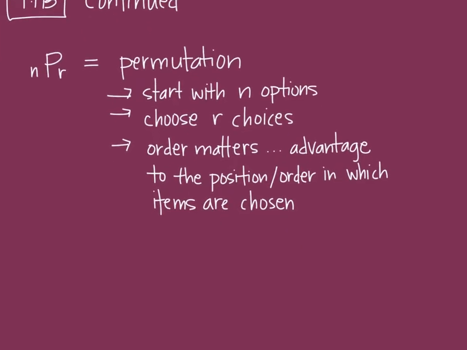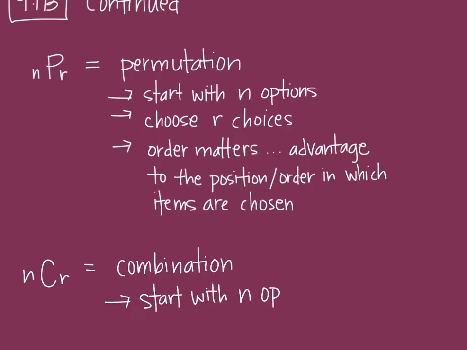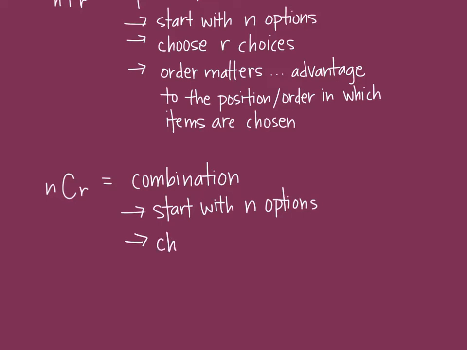As opposed to the nCr formula, where the C stands for combination. In a combination of things, you also start with n options. You choose R choices. But the order in which you make your choices is irrelevant. There's no advantage.